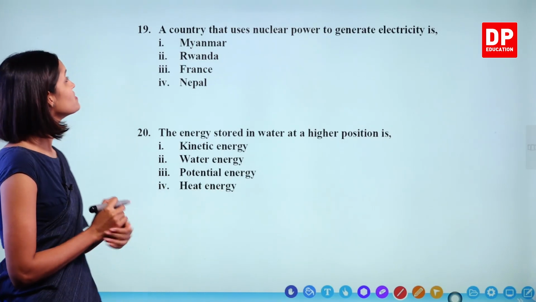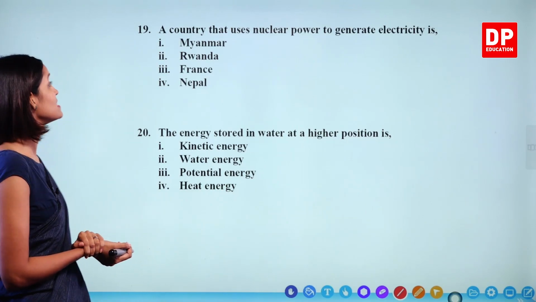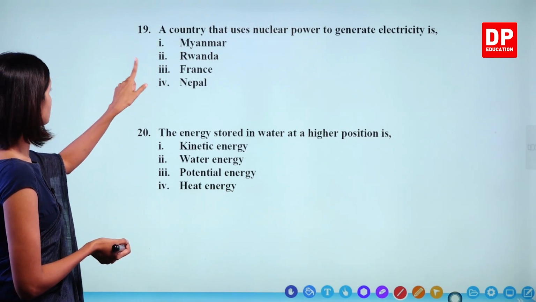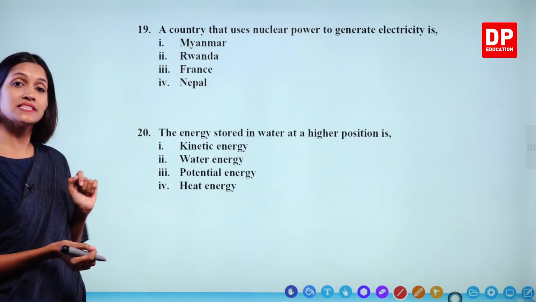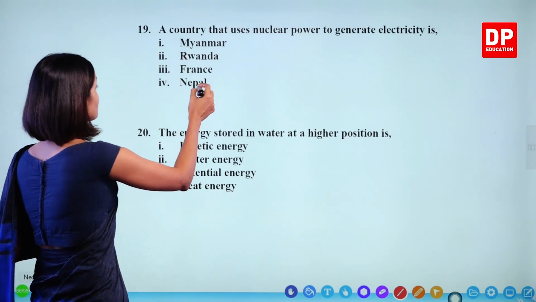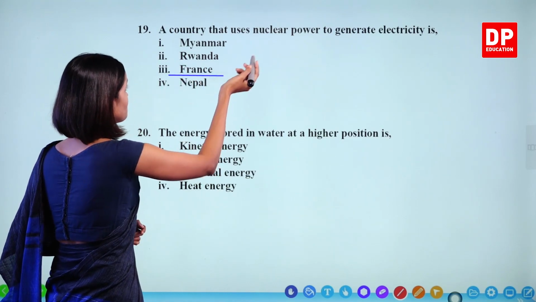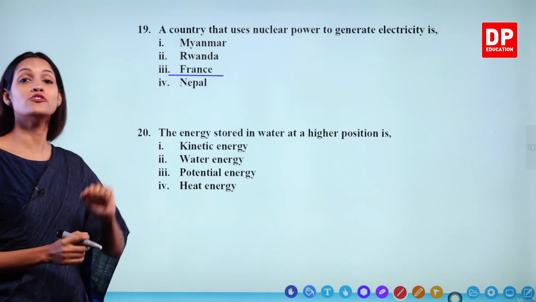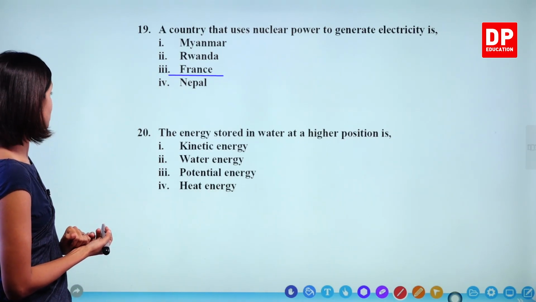Okay, children? So a country that uses nuclear power to generate electricity is Myanmar, Rwanda, France or Nepal. The answer is France. These other three countries don't use nuclear power plants or nuclear power to generate electricity. Right. Number 20.